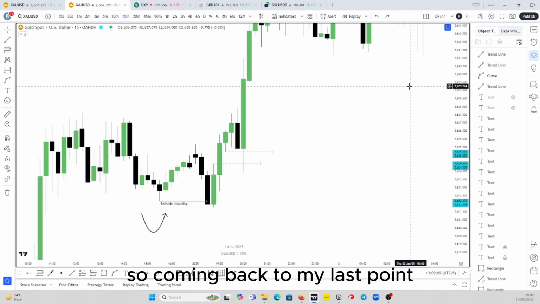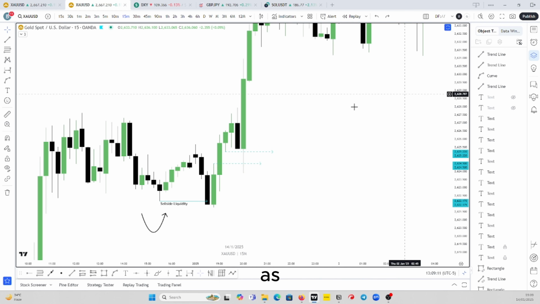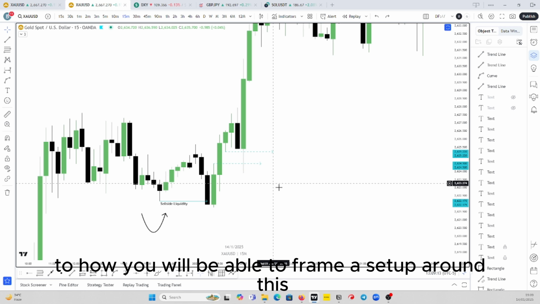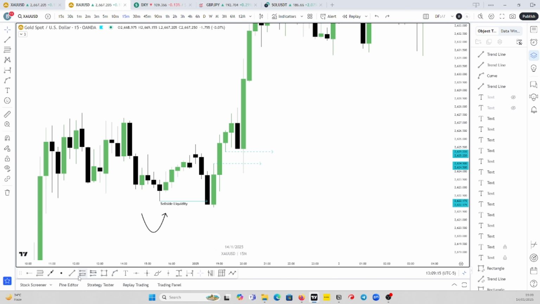So coming back to my last point as to how you will be able to frame a setup around this. First, hold on, let me tag this order block. Okay.